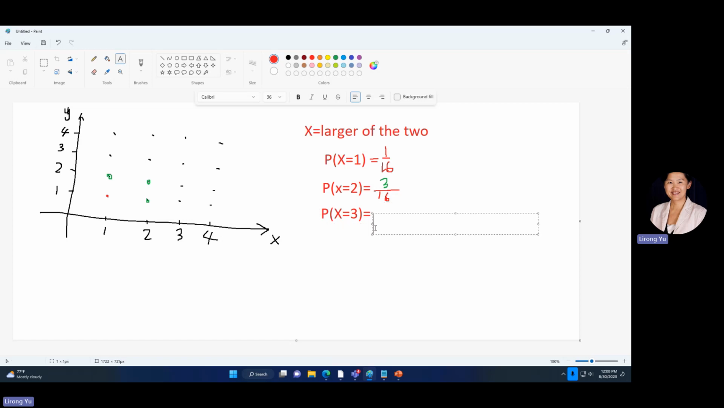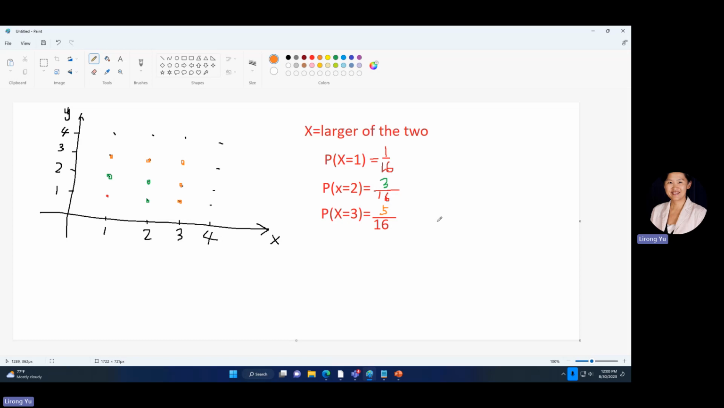Okay. Again, the denominator is 16. For the numerator, we look at our whole sample space for the larger one to be a 3. Anything that involves 3: this one, 1, 3. The larger one is 3. 2, 3, 3, 3, right? And then that's 2, 3, 3, 1, or 1, 3. So I think this is all the ones that have the larger one being 3. Altogether is 5.